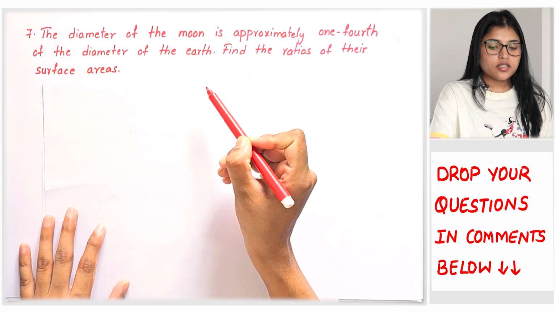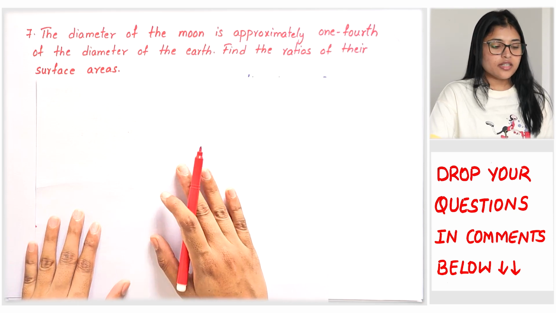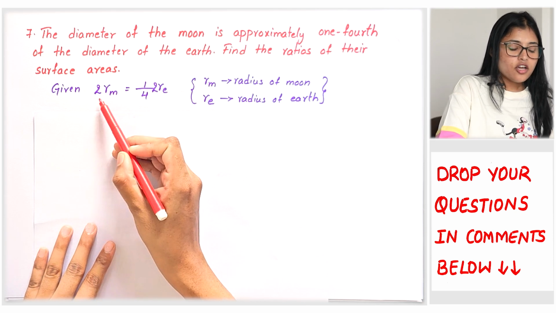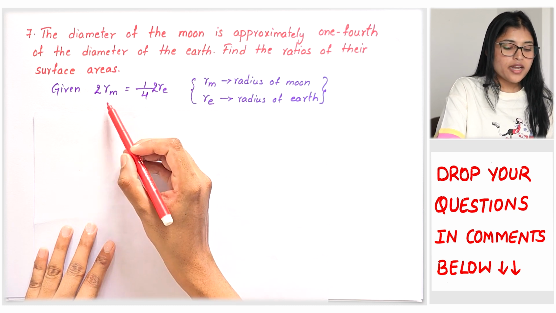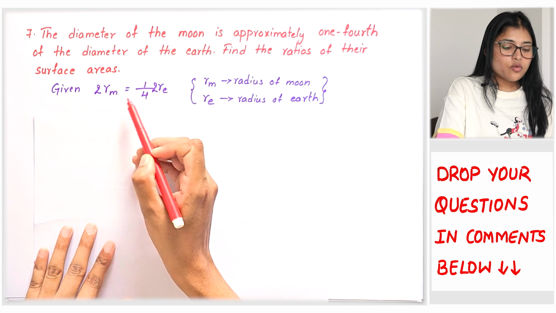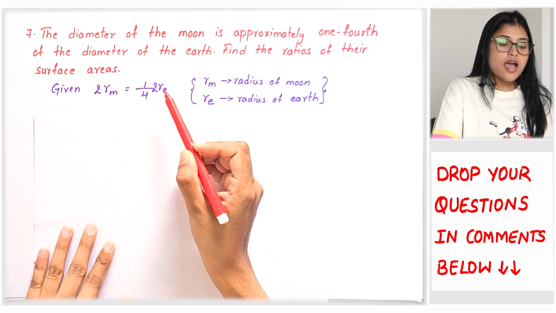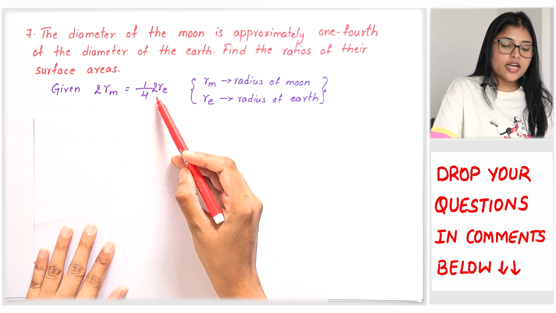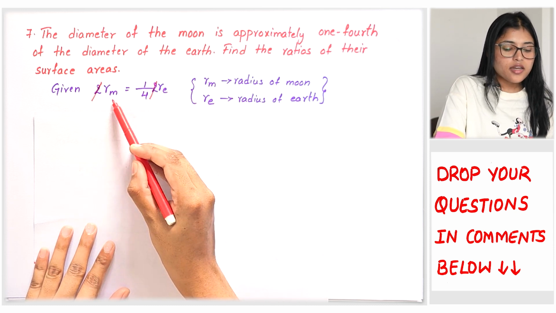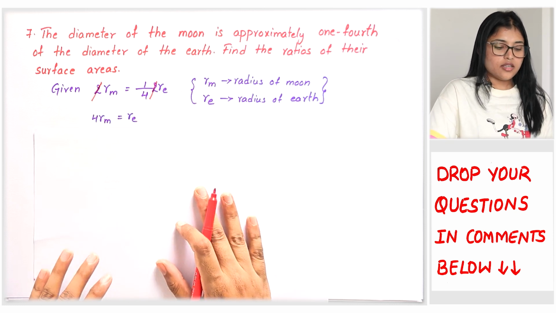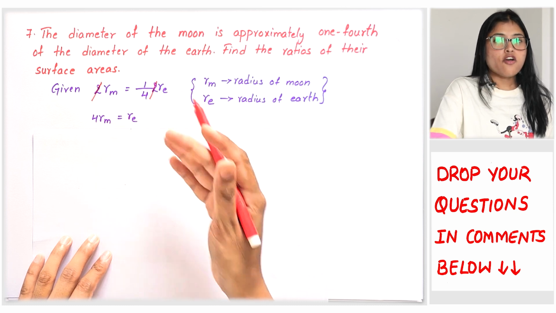In the seventh question, we are given that the diameter of the moon is approximately 1/4 the diameter of the earth, and we need to find the ratio of the surface areas. Writing the information given in the question, I can write 2Rm, that is diameter is nothing but twice the radius, so I am writing in terms of radius here, is equal to 1 by 4th of what it is of the earth, that is 2Re. Again I am writing the diameter of the earth as 2 times the radius. Here 2 and 2 get cancelled, so I can say Rm equals 1 by 4 Re. Now I can send the 4 to the other side and I can write Re as 4 Rm.